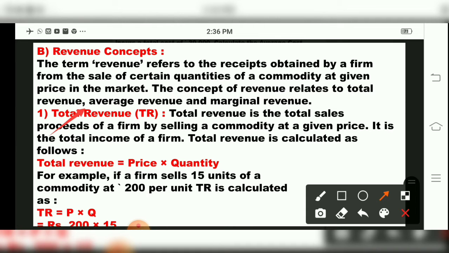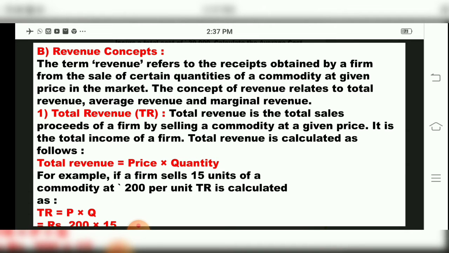Now, total revenue. What does total revenue mean? Total sales proceeds of a firm by selling a commodity at a given price. It is the total income of a firm, and total revenue is calculated as price multiplied by quantity. For example, if a firm sells 15 units of a commodity at 200 per unit, how is total revenue calculated? TR is equal to price multiplied by quantity.